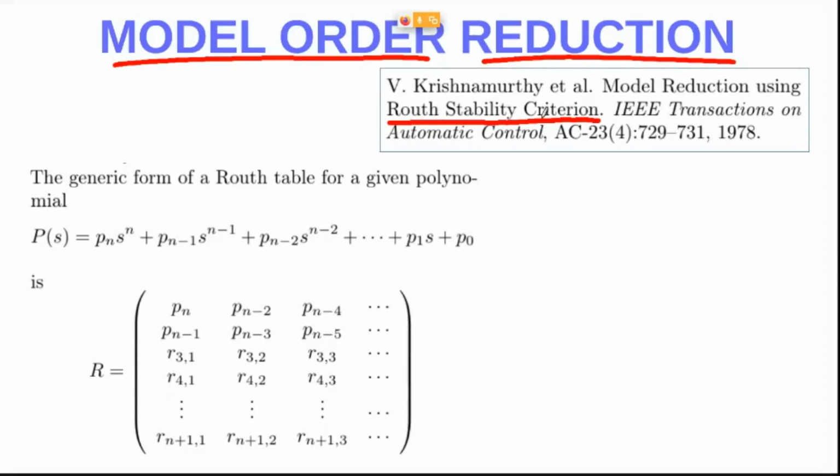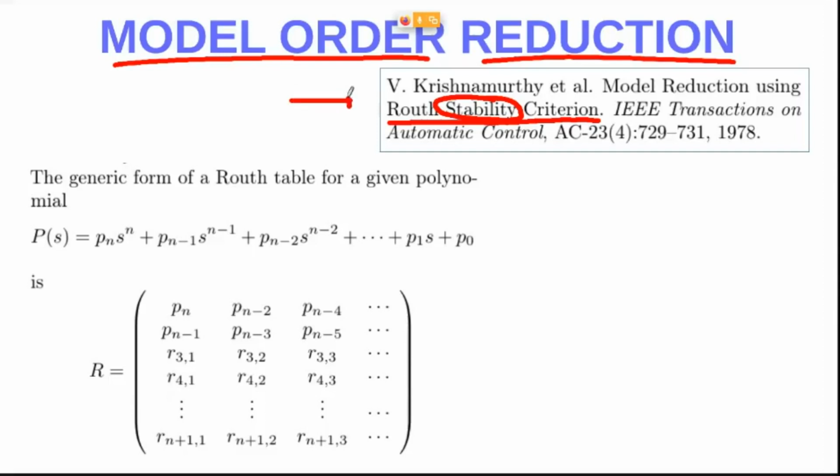Yep. Have you heard about that? Am I right? Yeah? It's about stability. You remember? From course number 1 of control. Okay? So, now we're going to use this Routh table in order to reduce the model order. I'm going to show you. Well, first of all, let's have a review.